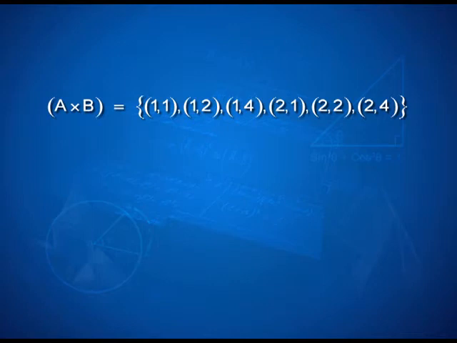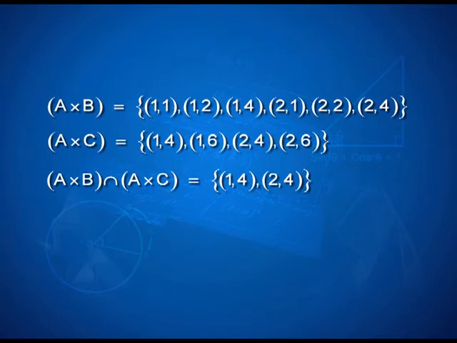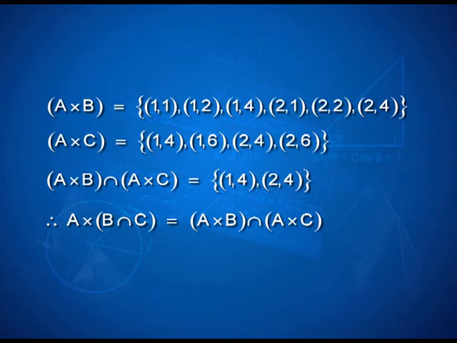So, begin by finding A cross B. A has 2 elements, B has 3. So, A cross B is a collection of 6 elements. Similarly, find A cross C. Do you see what the intersection of A cross B and A cross C is? Well, surely it is nothing but (1, 4) and (2, 4), and therefore, we have verified that A cross (B intersection C) is the same as (A cross B) intersection (A cross C).